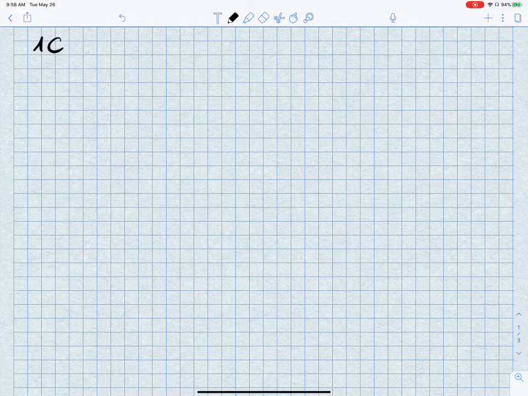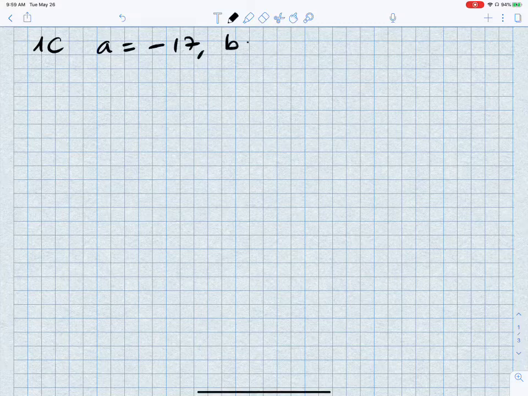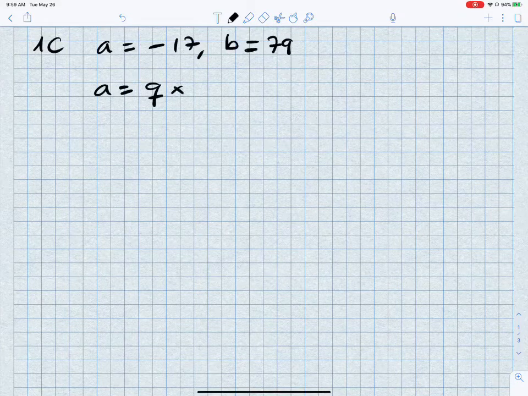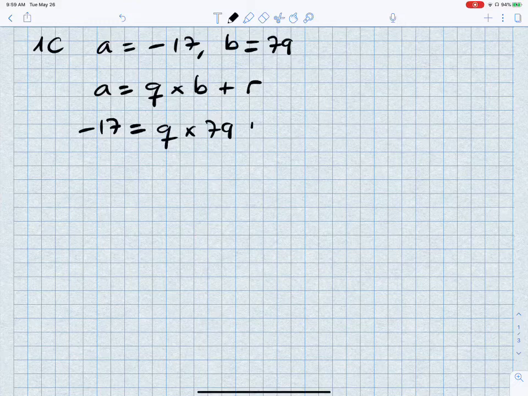All right, now let's move on to 1c. So for 1c, we have a is equal to minus 17, and we have that b is equal to 79. So again, we're following the idea that a is equal to some quotient multiplied by b plus some remainder. If we plug in the values, we have that minus 17 is equal to quotient times 79 plus some remainder. So we need to know how many times 79 goes into minus 17.